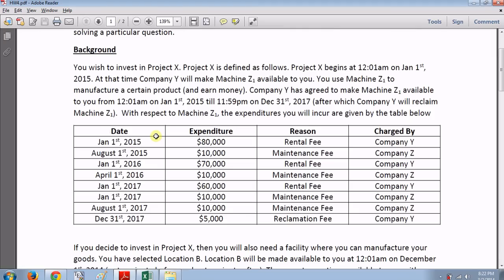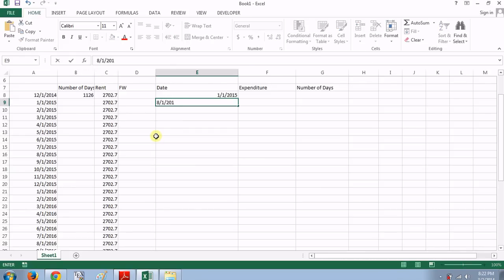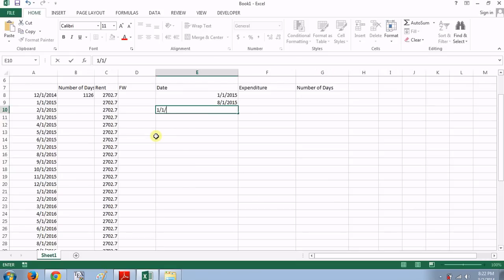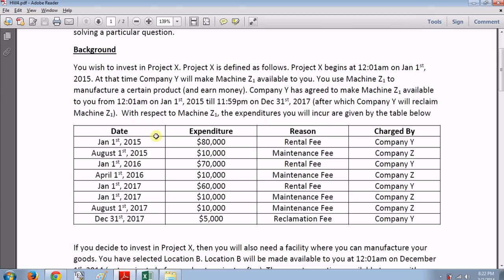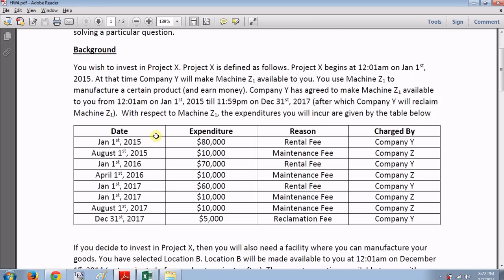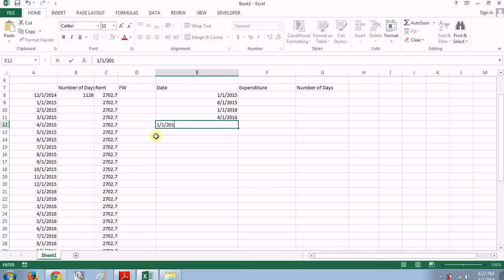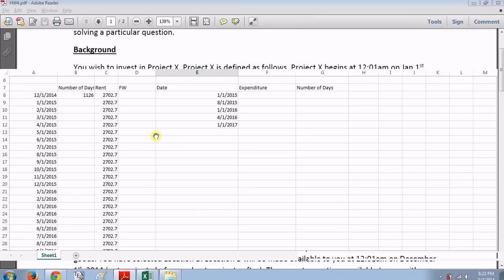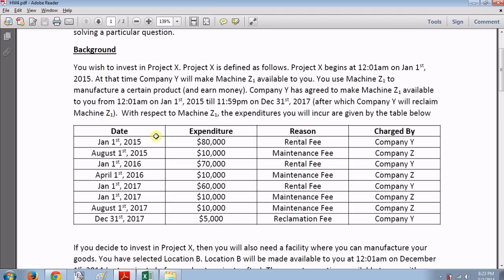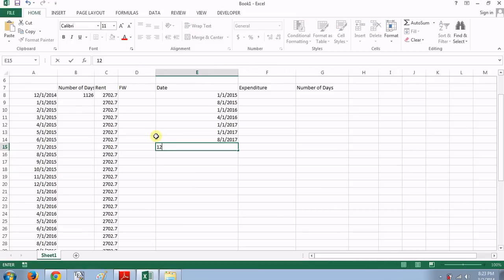1st, 2015, August 1st, 2015, Jan 1st, was that 2016? Okay, 2016, April 1st, so what is that? Jan, Feb, March, April, that's 4/1/2016, Jan 1st, 2017, oh, these are some nice values. I don't know what I was doing when I came up with these values, but that doesn't matter. August 1st, 2017, and December 31st, 2017.